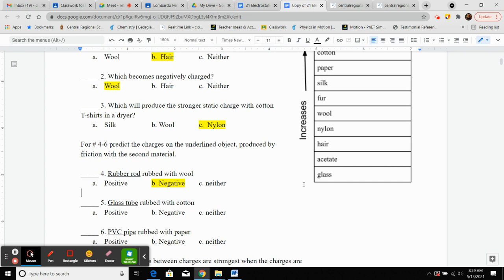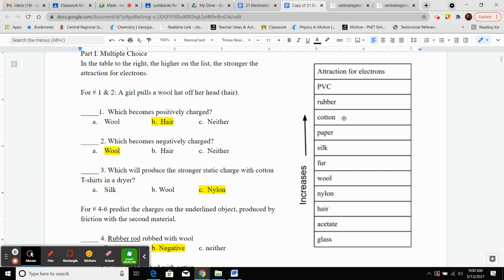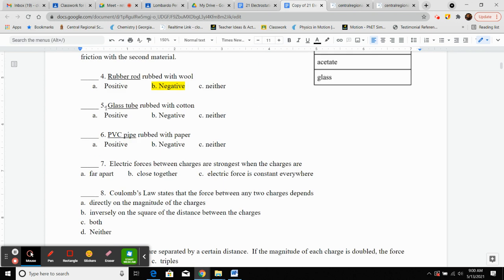Glass tubes rubbed with cotton. Well, glass is here, down at the bottom. Cotton's up top. So who's going to take the electrons? The cotton will, because it's stronger. So if cotton and glass are rubbed together, the cotton would become negatively charged. But what are they asking you for? They want you to predict the charge of the underlined piece. So the glass would become positive.